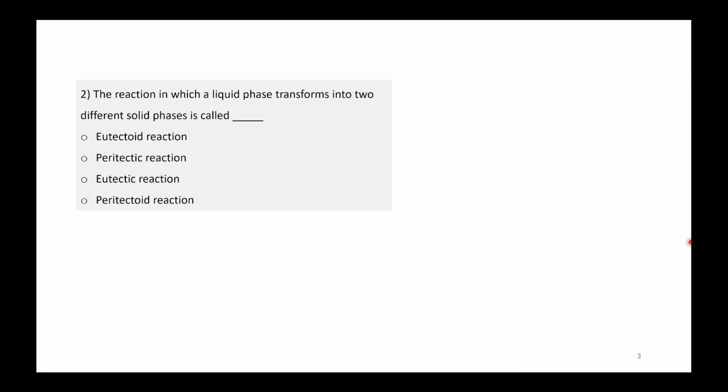Second question is: the reaction in which a liquid phase transforms into two different solid phases is called? Your options are eutectoid reaction, peritectic reaction, eutectic reaction, and peritectoid reaction. When liquid is there, the reactions are mainly called peritectic and eutectic. And in case of one liquid to two solids, your answer will be eutectic reaction.